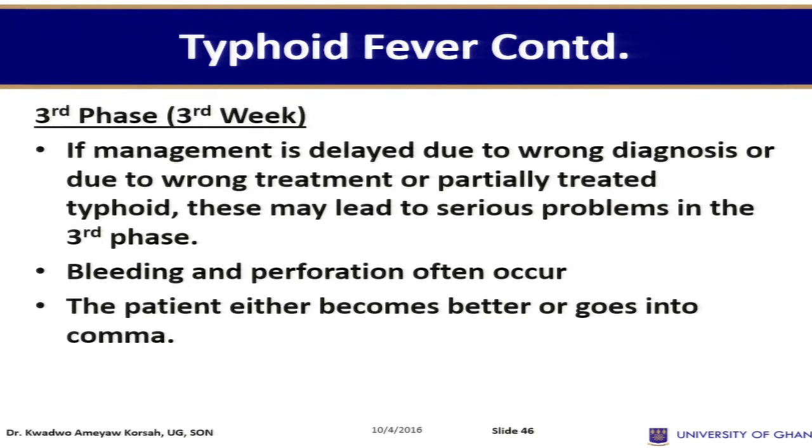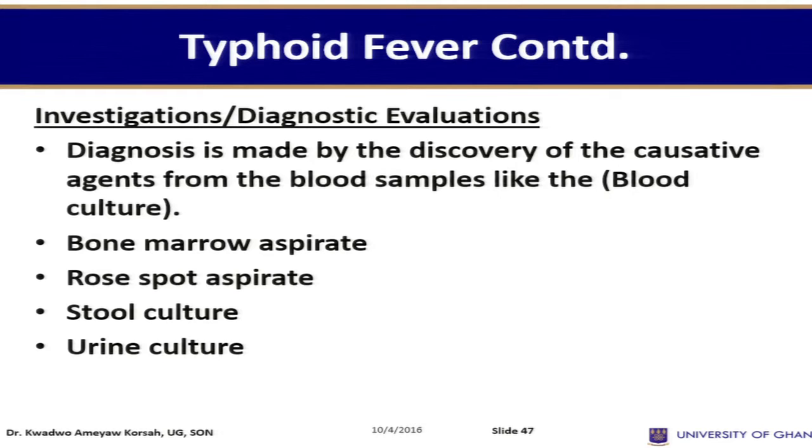And then the third phase, if the management is delayed due to wrong diagnosis, as we remember in the first phase where we're talking about patient moving from shop to shop, that can lead to delay of treatment, or due to wrong treatment, or partially treated typhoid because you think it's malaria and you take paracetamol and the anti-malaria drugs. This may lead to serious problems in the third phase. And here we have bleeding. We also have perforation, which is likely to occur, and then the patient either becomes better or goes into coma, and that is a very serious level.